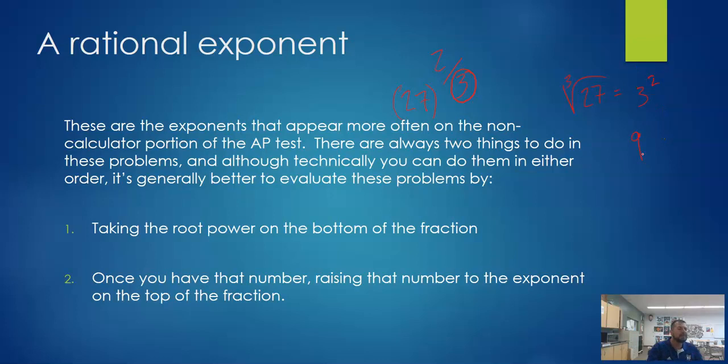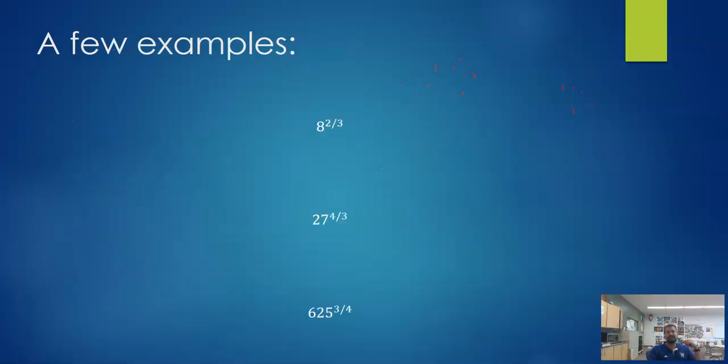So every one of these problems has 2 steps to it. The number on the bottom is saying take that root power, and then the number on top is saying raise that new number you get to whatever that exponent is.